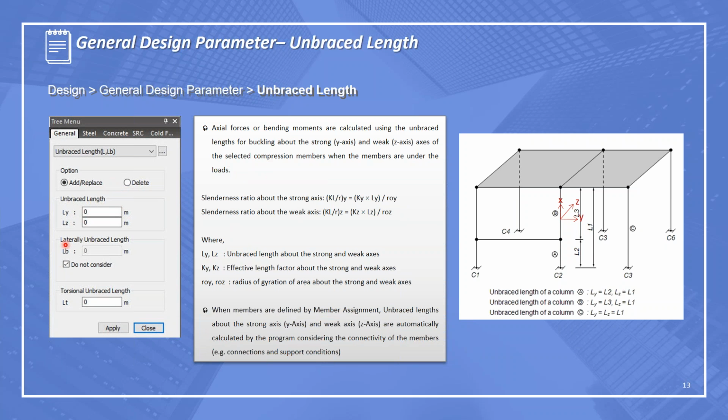If you don't want to consider, for example, lateral unbraced length, you can check it here, and LB will not be considered. You can enter torsional unbraced length yourself, and LY and LZ should also be defined here. If you consider lateral unbraced length, you can specify it in this menu as I mentioned before. And if you don't want to consider it, the same value as the unbraced length LZ will be used for the lateral unbraced length.